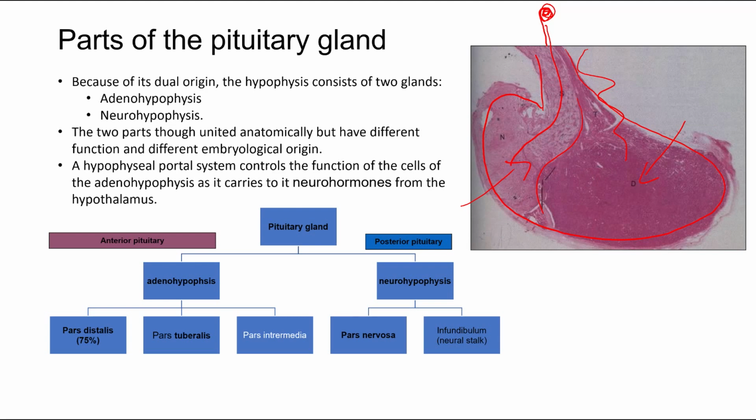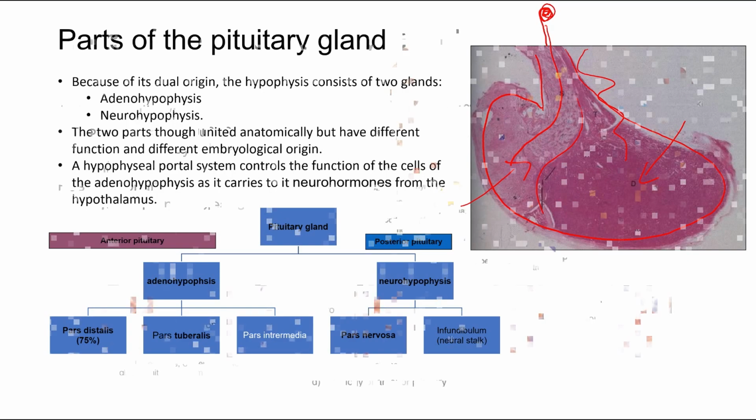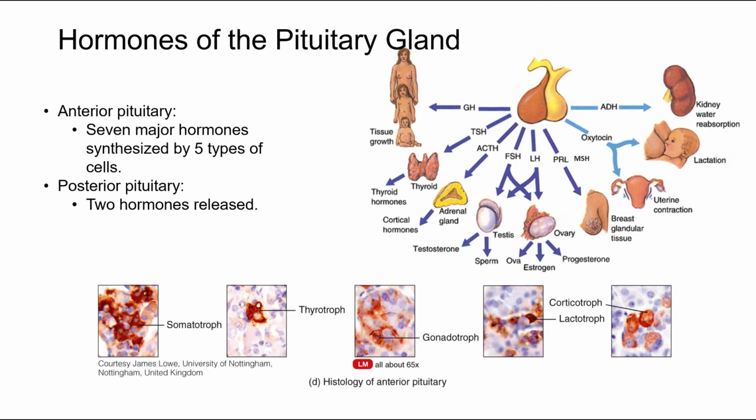And also you can see that most of the gland is in fact anterior pituitary gland. About 75% of the gland is the adenohypophysis. The adenohypophysis secretes multiple hormones, 7 hormones actually. There are different types of cells that secrete them.